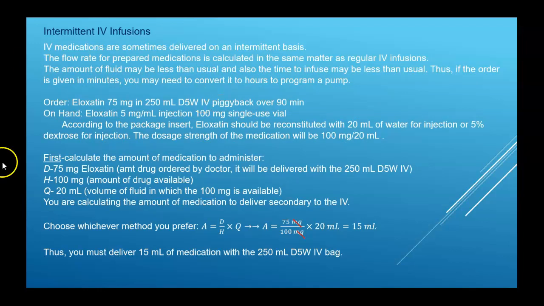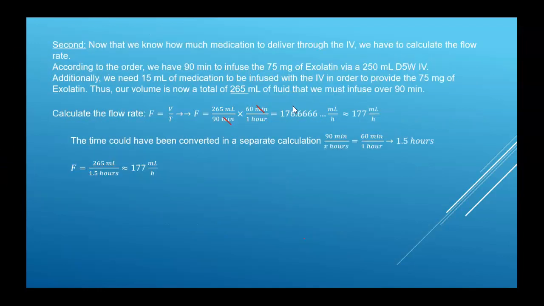needs to be infused over, the order said 90 minutes. So 265 milliliters over 90 minutes. If you want to convert the 90 minutes first, that's fine. If not, throw your conversion factor in there. 60 minutes per 1 hour, because we need the pump to program in hours. So 265 times 60 on top, 90 on the bottom, is 176.6 repeated.